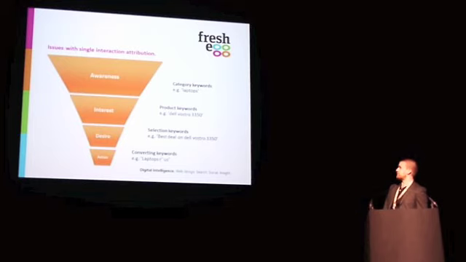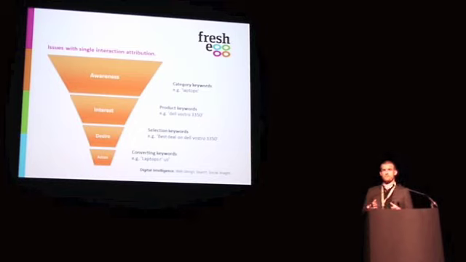So with any single interaction attribution model, you're biased towards a certain section of the buying funnel. So if you reduce the amount of keywords at the top, you drive less awareness and you drive less people into the funnel, despite the fact that they might not seem to convert. Similarly, at the bottom, you're reducing the amount of people you're bringing back to the site to convert.